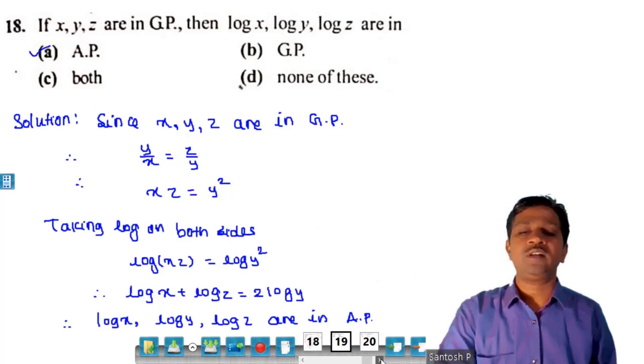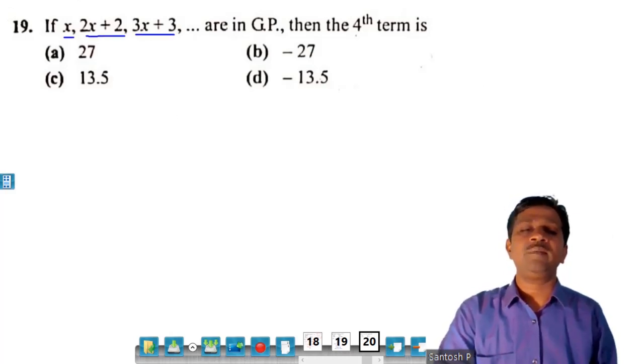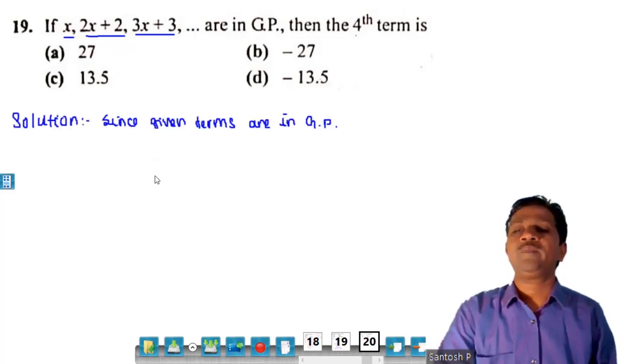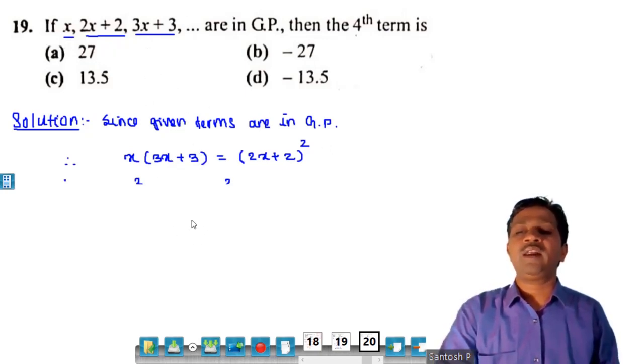Okay, let us move further to number 19. These numbers are in GP. Again, the same concept. If three numbers are in GP, then the product of the first and last is equal to the square of the middle. Like this, the product of the first, x, and the last, 3x plus 3, is equal to the square of the middle. So solving, you will get an equation.